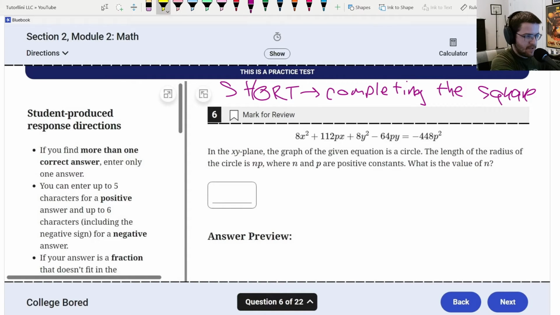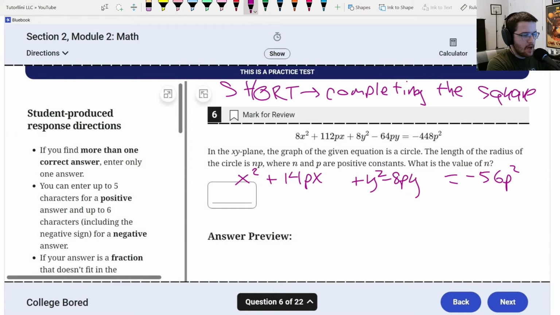All right, so first thing I notice is there's 8s in front of these x squareds and y squareds. We don't want that, so we're going to divide the whole thing by 8. So if you go left to right and divide the whole thing by 8, we should get x squared plus 14px, going to leave some space so I can complete the square, plus y squared, 64, so that's minus 8py, leave some space so I can complete the square, equals negative 56p squared.